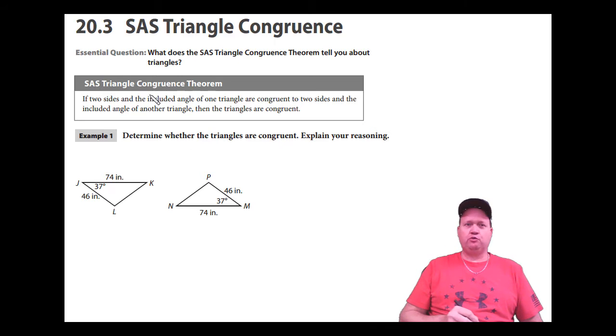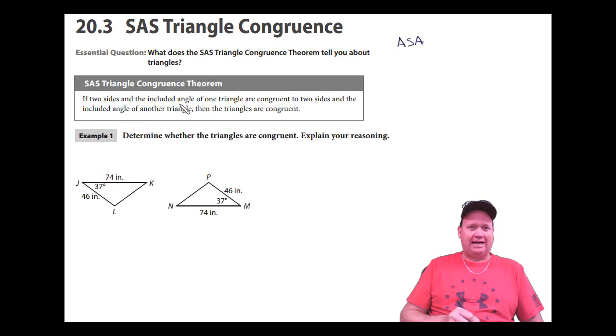In 20.2, we looked at angle, side, angle to show that two triangles are congruent. And now in 20.3, we're looking at side, angle, side. So the first method that we had in the last lesson to prove triangles were congruent was ASA. And now we're looking at side, angle, side. Let's take a look at what it requires.